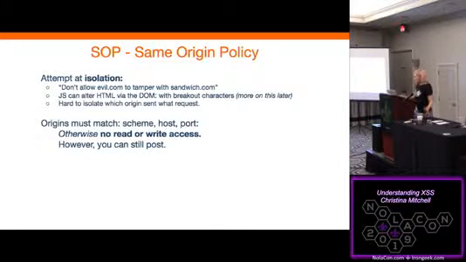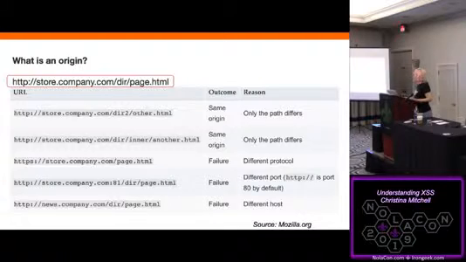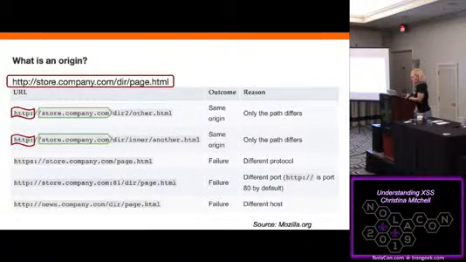And the origins should match, so scheme, host, and port, otherwise no read or write access. However, you can still post to allow sharing, but not reading the data. So here's just a diagram. Again, you probably can't read it back there. So on the top, I have an origin, which is store.company.com. It's on HTTP. It has a resource, which is our company.com domain here.